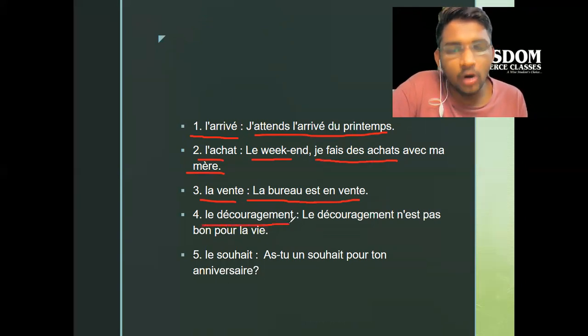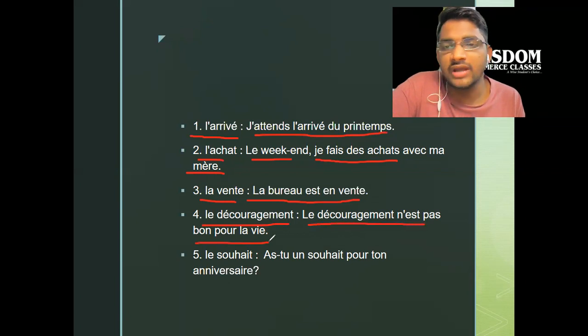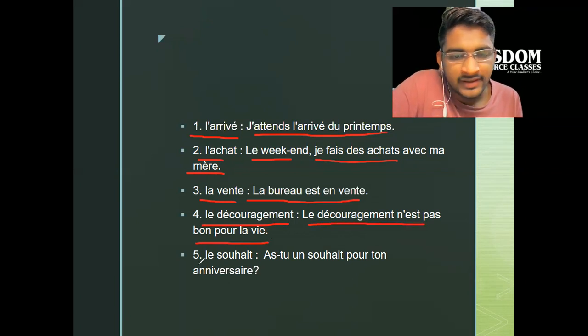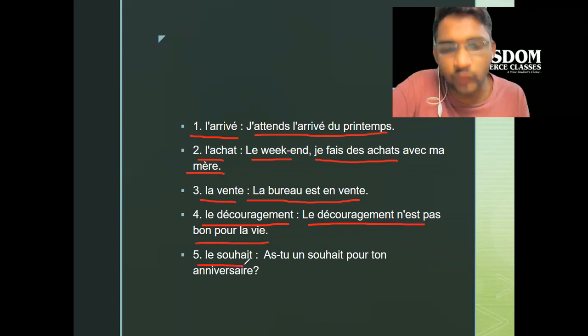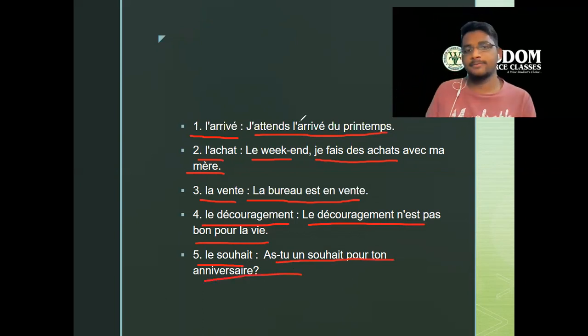Le découragement, décourager is to discourage. Le découragement is discouragement, and discouragement n'est pas bon, is not good for life. And finally, we have le souhait. Le souhait means wish. So do you have a wish for your birthday? Question mark. Great.